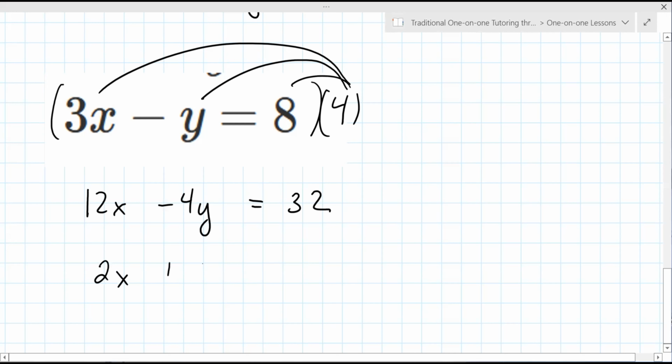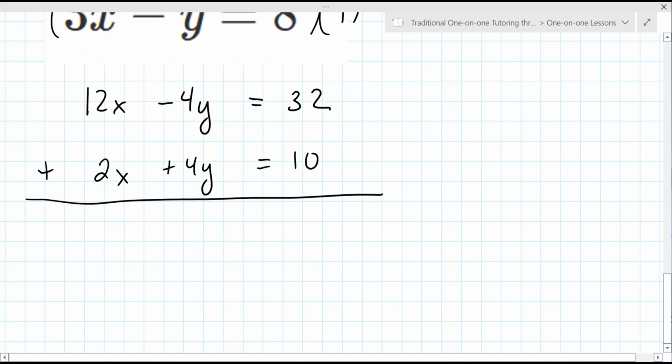Okay, now the next thing I'm going to do, I'm going to write this other equation, 2x plus 4y equals 10. And I want you to add these vertically, just like we've done in previous problems. 14, 8, and 42.